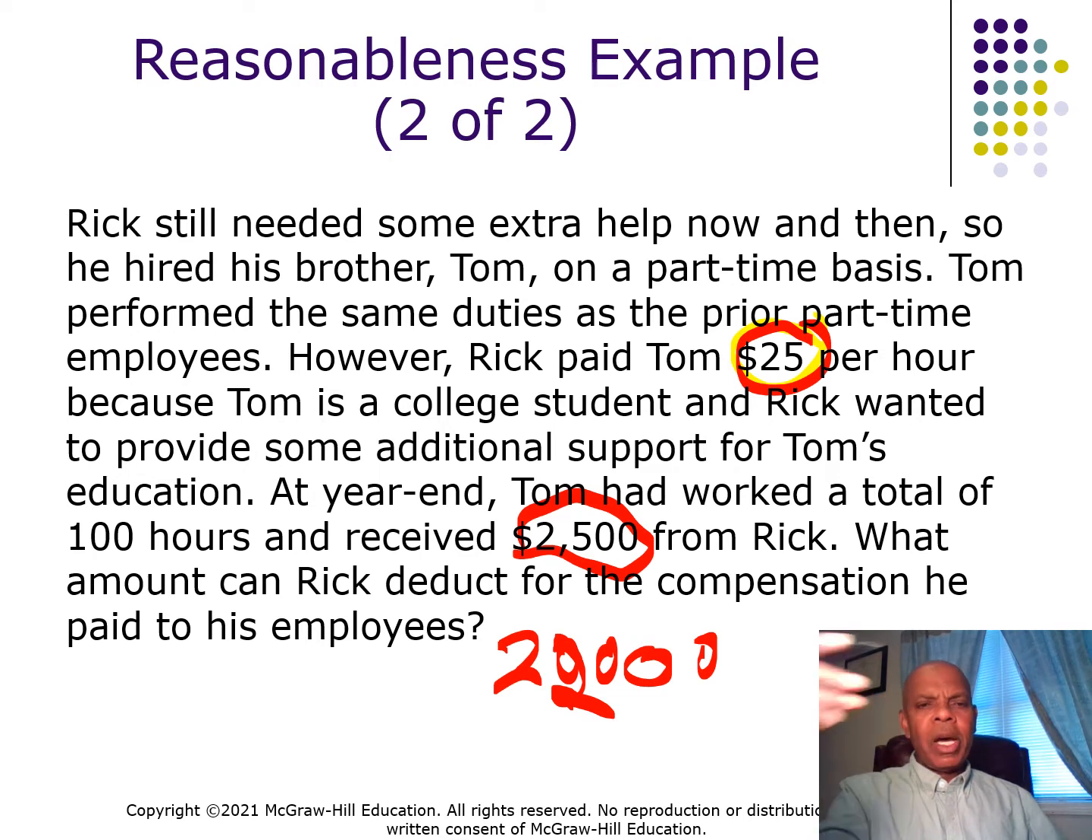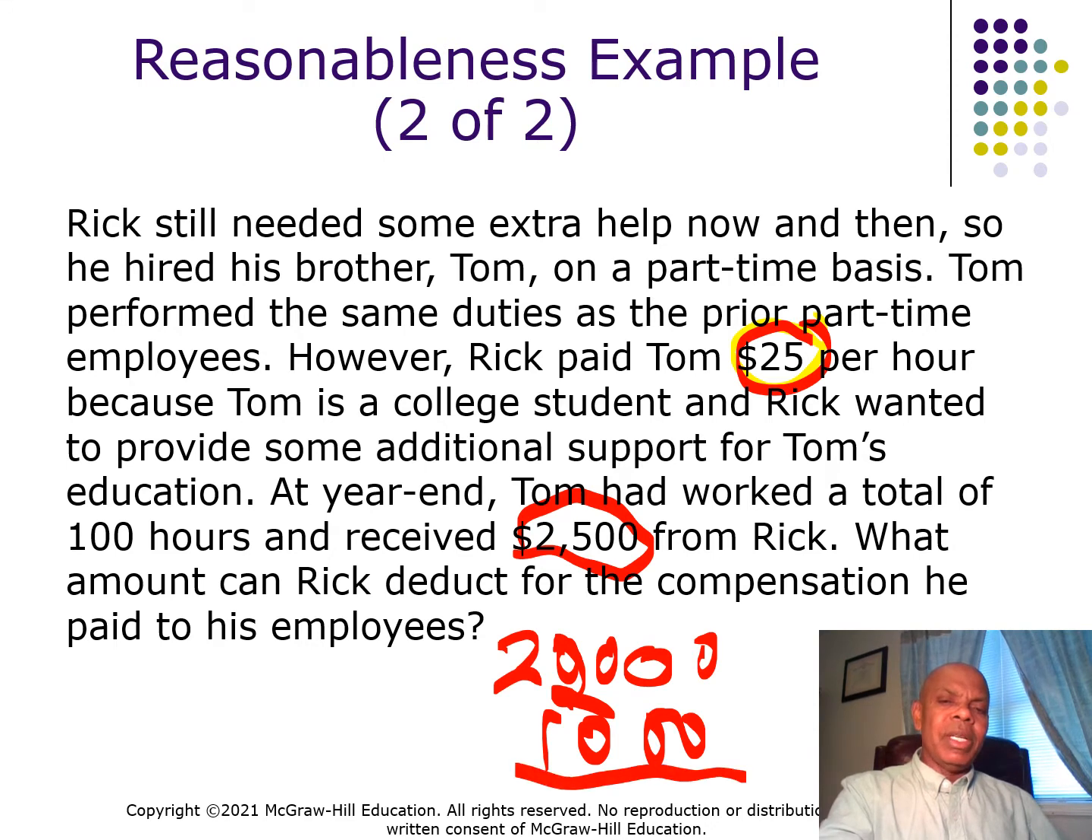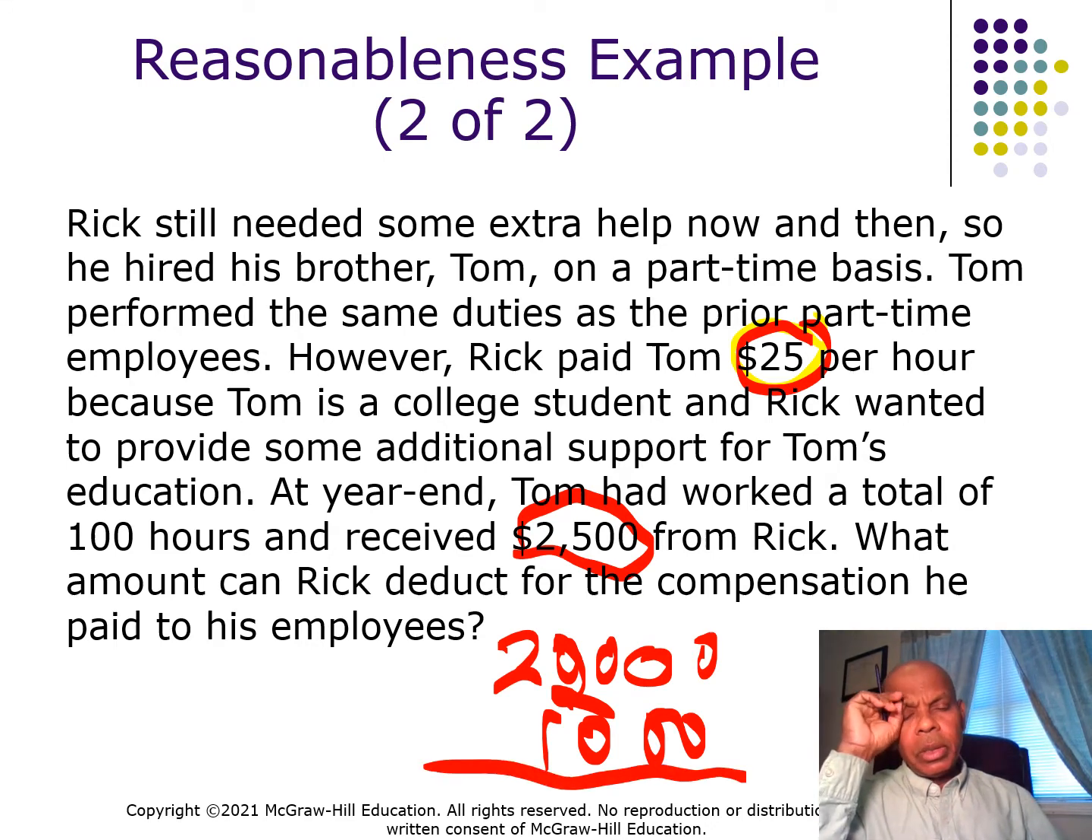$10 an hour. Well, this guy worked 100 hours. So how much is he supposed to be getting? $10. That's the regular, normal rate. That's the reasonable rate. So it's $1,000. He got paid more, but he's only allowed $1,000, that's the reasonable amount for his work. That's the only amount he's allowed to deduct. Okay, everybody understand that?